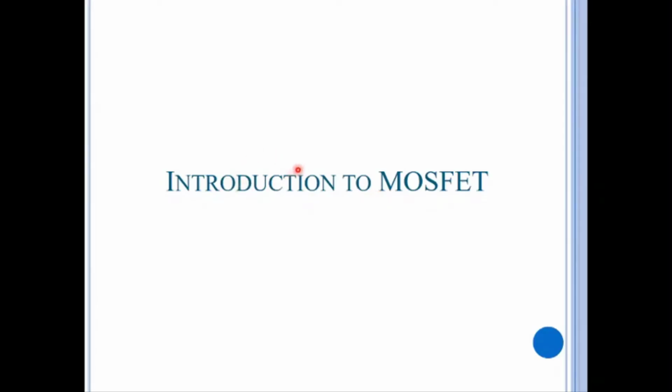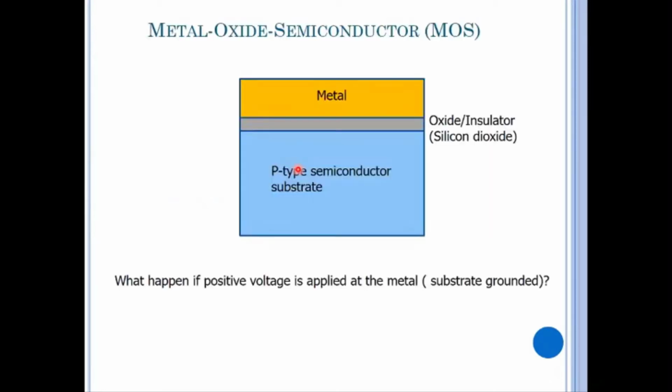Okay, in this class, we will discuss the basic operation of a new type of transistor called MOSFET. First, let's consider a device structure made from metal oxide semiconductor.